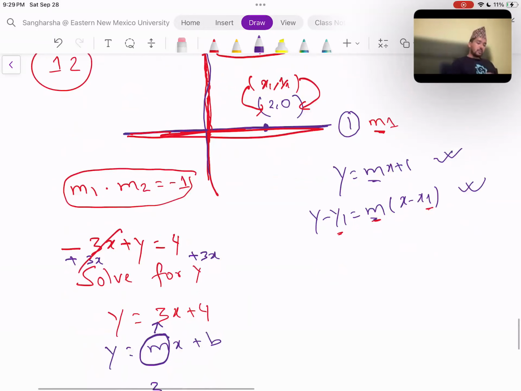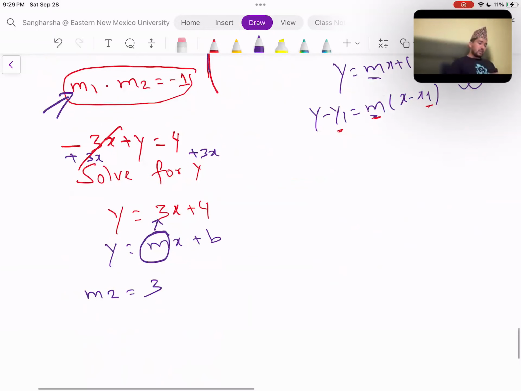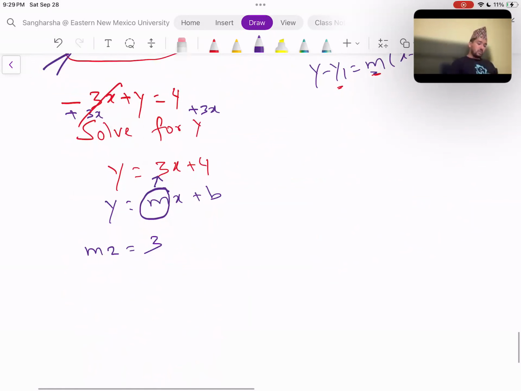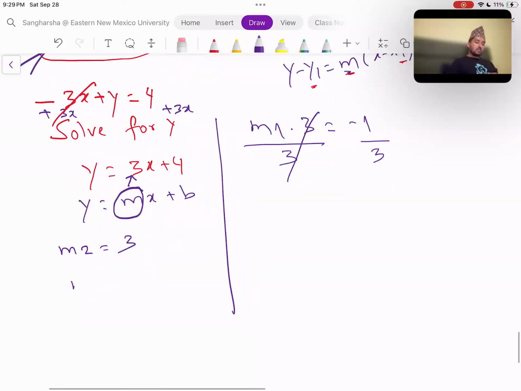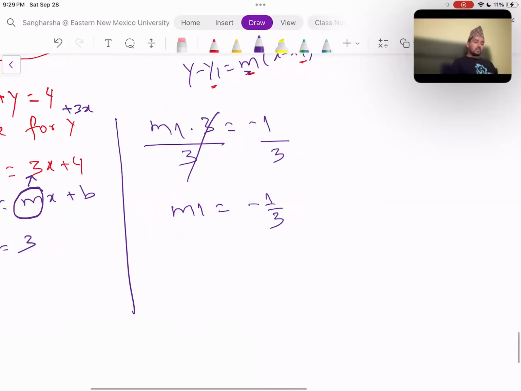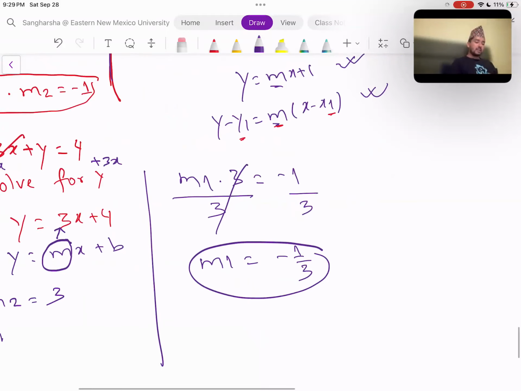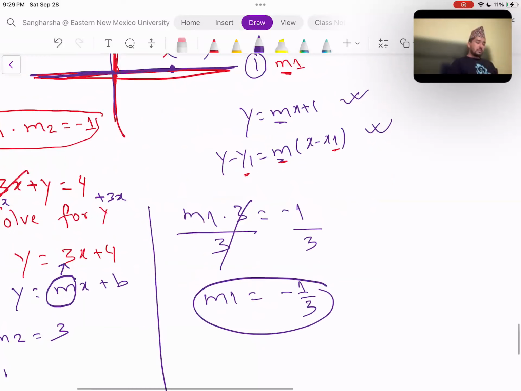Okay, now let's go back to this condition and we substitute m2. So we have m1 as it is, m2 is 3, equals -1. Now we divide both sides by 3 since we need to know what m1 is. So these 3 cancel. Our m1 is -1/3. Okay, so we know the slope of this line.